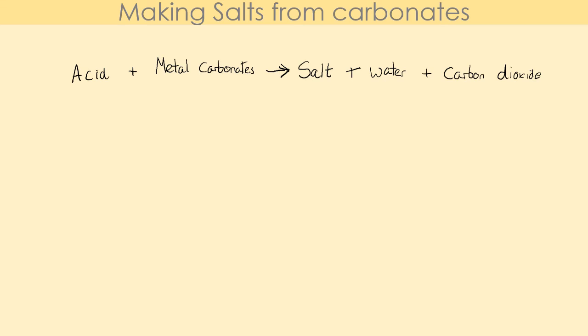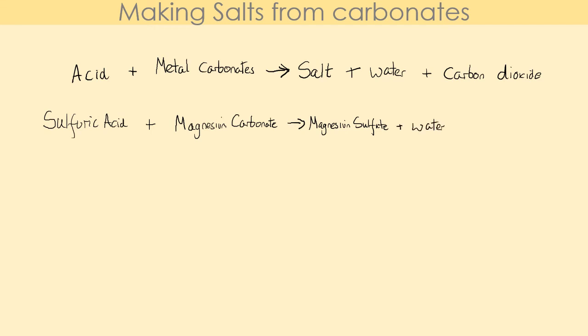So we'll have a look again at a word equation for one. So we have here sulfuric acid plus magnesium carbonate. Because we've got sulfuric acid, we're going to make a sulfate salt. We need that magnesium ion as well. So we'll have magnesium sulfate. Plus we will make water and carbon dioxide. That carbon dioxide is given off as a gas.